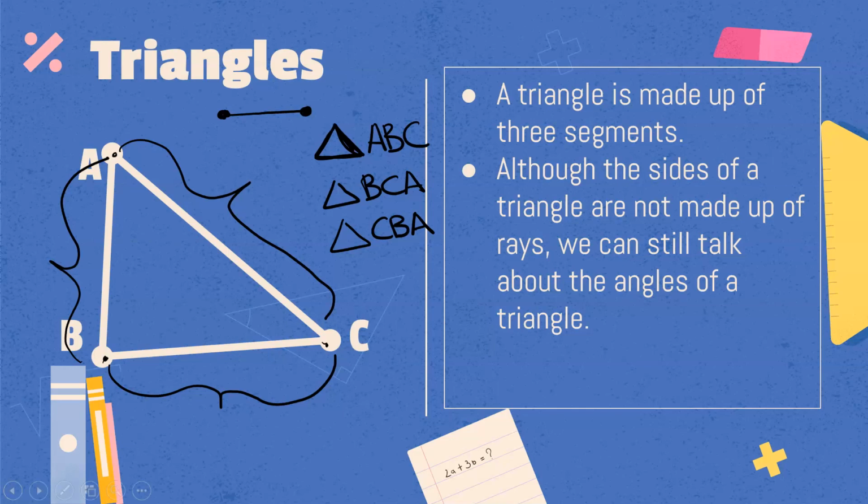And triangles, also another interesting thing is that triangles are not made up of rays, but we can still talk about the angles of triangles. And this will be important later, but we can say, for example, angle CAB. And if we talk about that angle, then this is the angle we are talking about, because again, the middle is the vertex. So we know that we go from CA, and so this would be the angle to B.